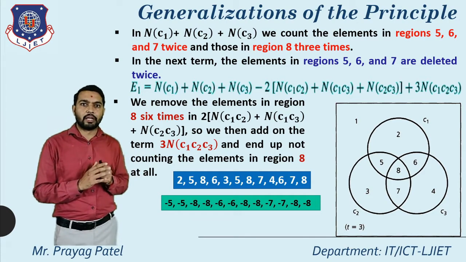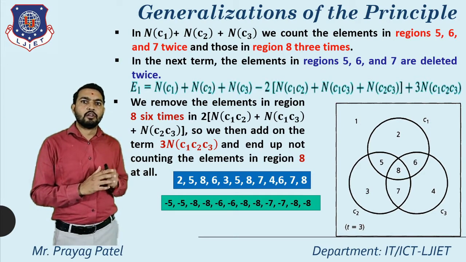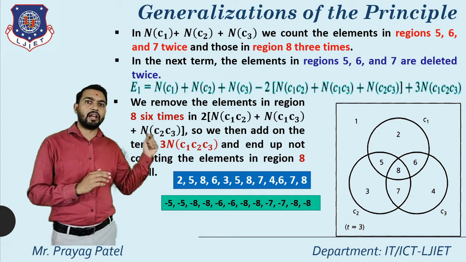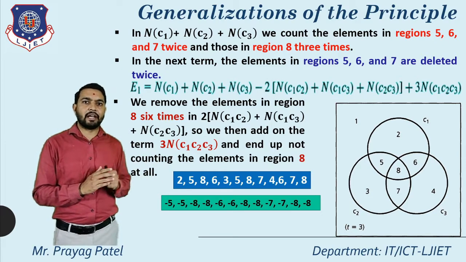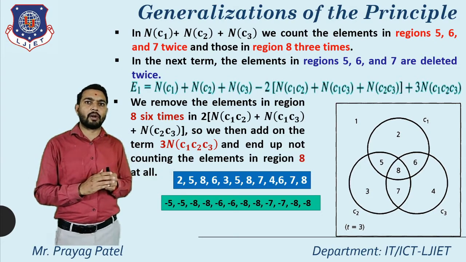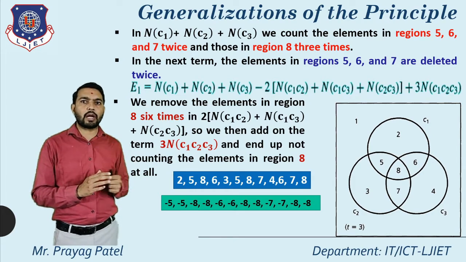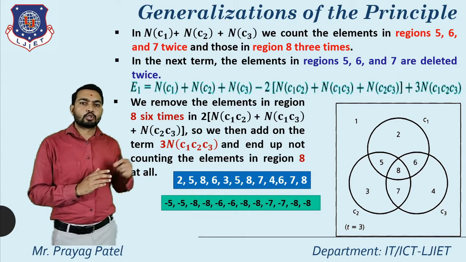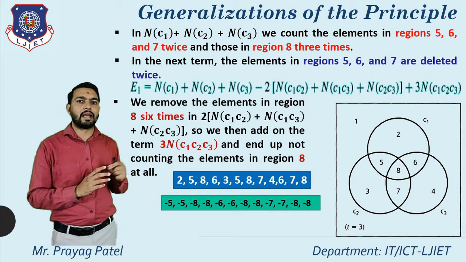Now N(C1C2) means the common elements of C1 and C2. So the common ones are 5 and 8. So write minus 5 two times, minus 8 two times. Now next is C1, C3. The common elements of C1 and C3 are 6 and 8, according to this figure. So minus 6 two times, minus 8 two times. Then the third portion is C2, C3. In C2, C3 the common elements are 7 and 8. So write minus 7 two times and minus 8 two times. So minus 7, minus 8 like this.